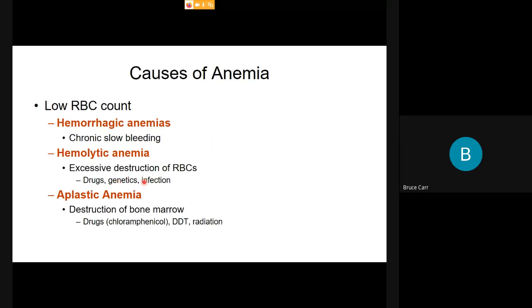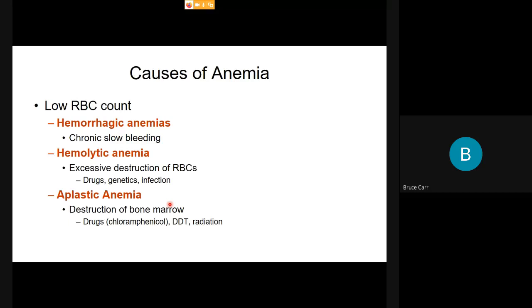Hemolytic anemia is something that destroys red blood cells. Infections do that. Genetics can do that, with malformed or subvital red blood cells. Interestingly enough, there are some drugs administered for one reason that have a side effect of destroying red blood cells.